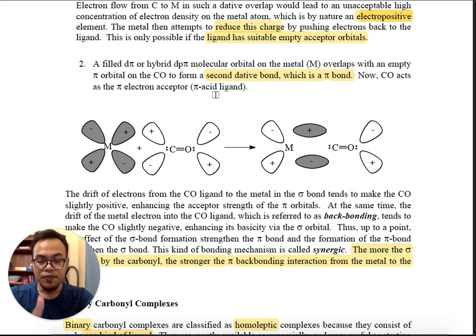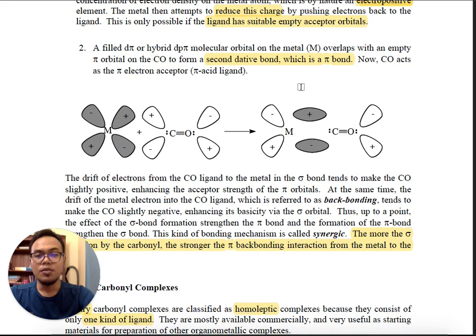So we have formed the first dative bond, and now we are forming the second one. This is called pi bond. Why pi bond? Because the overlapping is happening between filled d pi orbitals of your metal with an empty pi orbital on the CO. Okay, so forming the dative bond, CO in this case acts as the pi electron acceptor. So that's why we call it pi acid ligand.